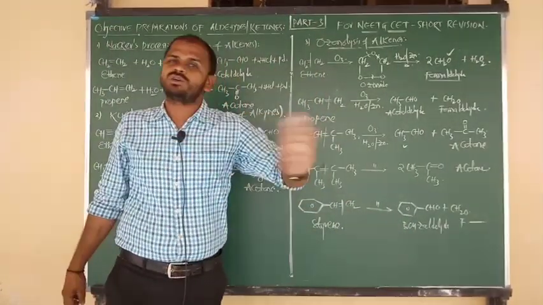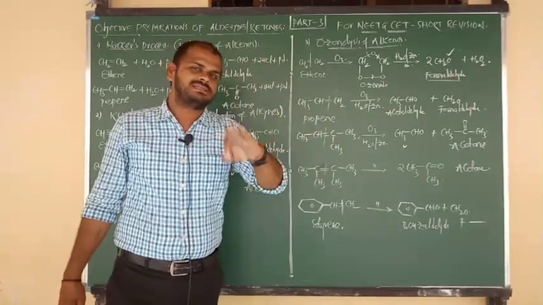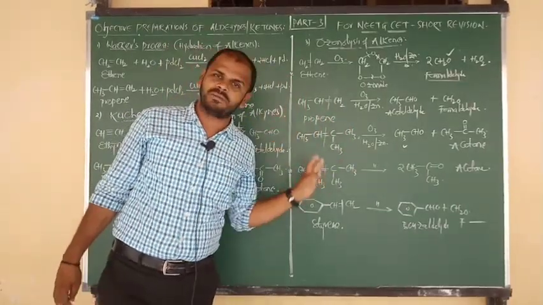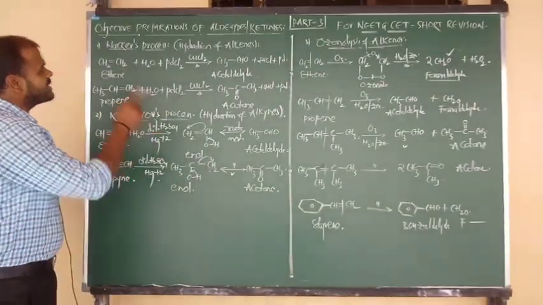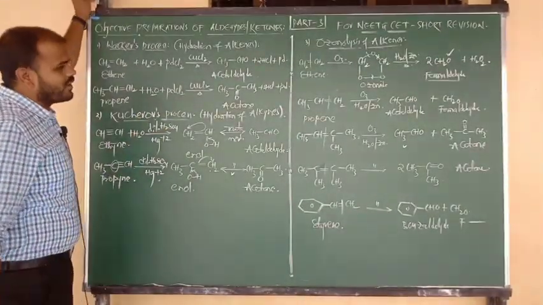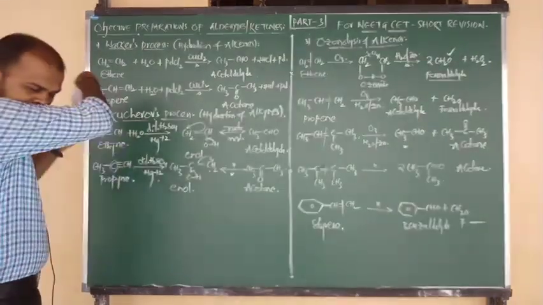Almost all these questions are repeated in CET, NEET and JEE Mains. They have been repeated in all exams, beta. Understood clearly? Good. So these are the 3 objective methods. Let me go for the 4th objective method.